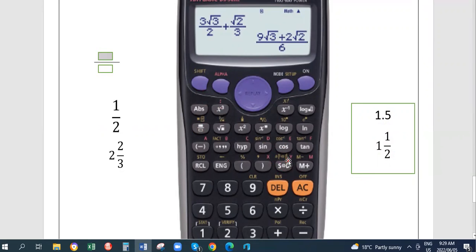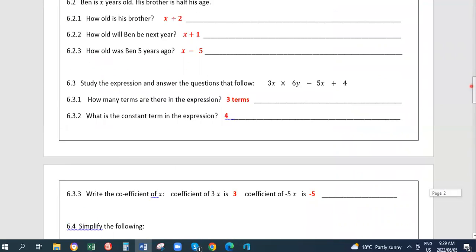So when you want to put in an improper fraction, you can enter it through here, but you can view it as a mixed fraction by using Shift and your decimal. So that's working with your fractions.